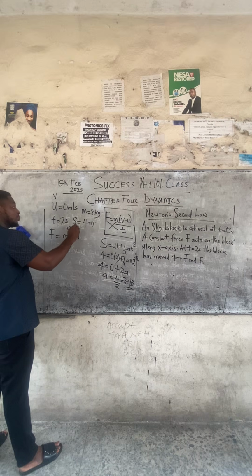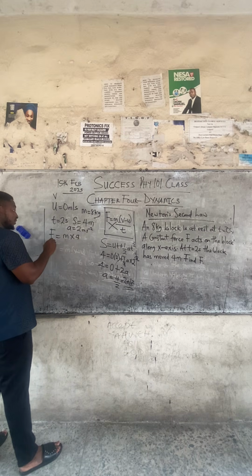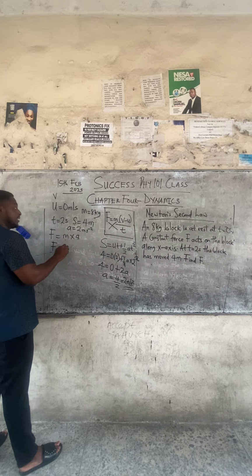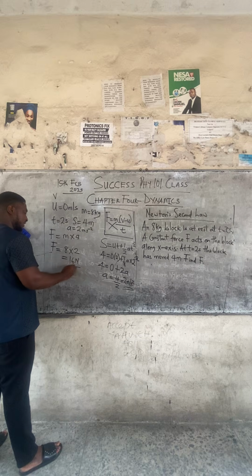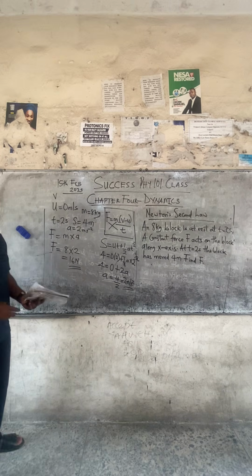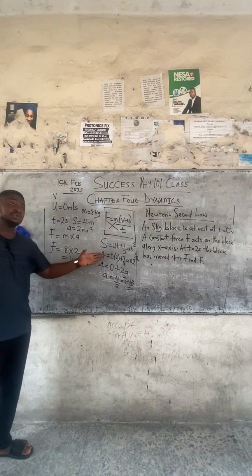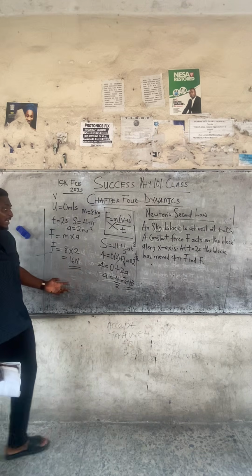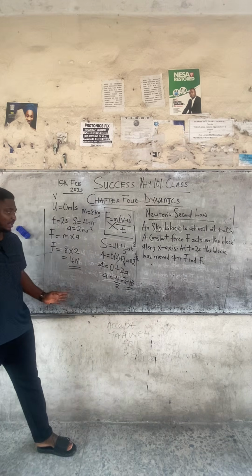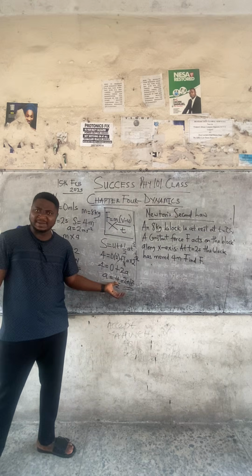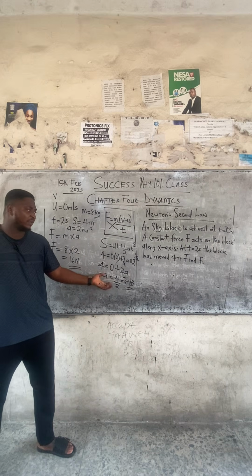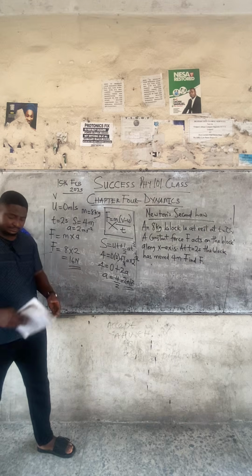Having gotten a as 2 meters per second squared, we can then proceed to get the force. Our force is mass, 8 kg, times 2. 8 times 2, 16 Newton. 16 what? Newton. So we first had to get our acceleration using the equation of motion. So this question links kinematics to dynamics, because going back to the equation of motion is kinematics, and getting a value from there to solve for the force is dynamics.